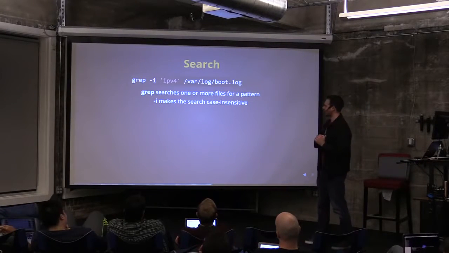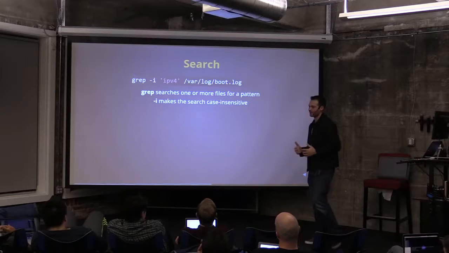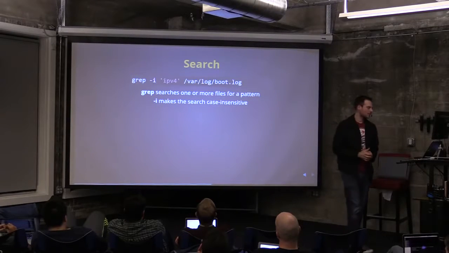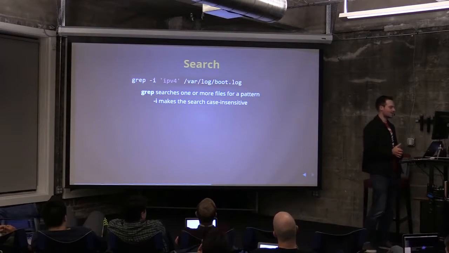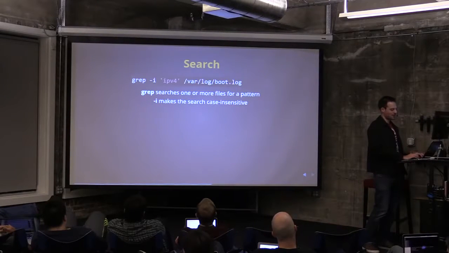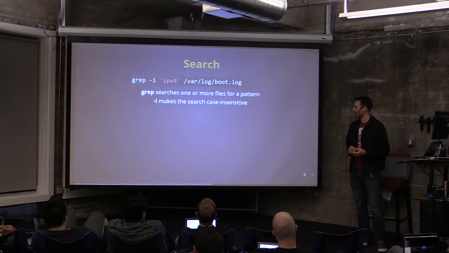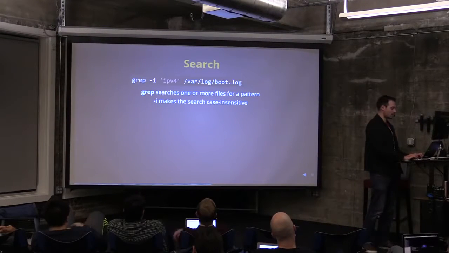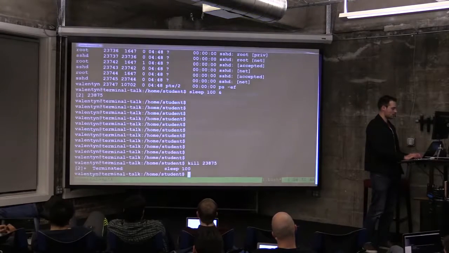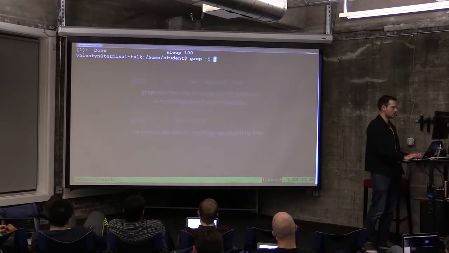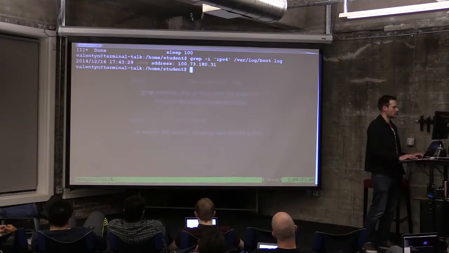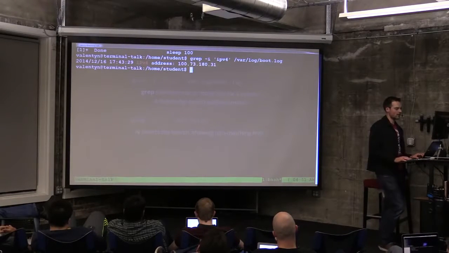There are a number of times when you want to search a file for stuff, right? So there's this awesome boot log on the system, and if you search for IPv4, you basically get the IP address of the system. So the -i makes the search case insensitive, and I'd like to show that. grep -i IPv4 /var/log/boot.log. Boom, there it is, IPv4 address.